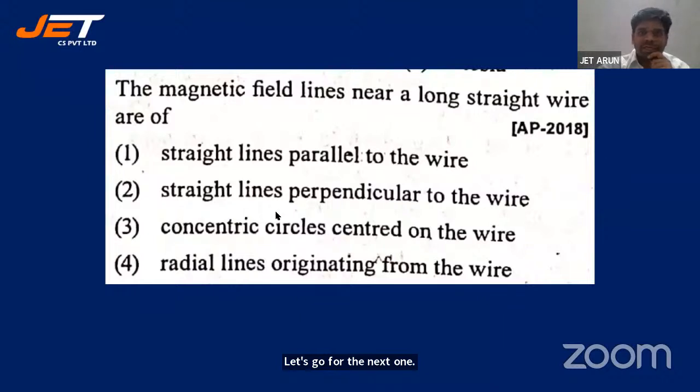The magnetic field lines near a long straight wire are straight lines parallel to the wire, straight lines perpendicular to the wire, concentric circles centered on the wire, radial lines originating from the wire. Idi intaku mundu kuda chesam, students. Just konchem tippi adigaru. Just the sentence structure is different, but the question is the same. Yes, I'm getting a consistent response here. Option 3. I'm looking for any wrong answer. No wrong answer yet.